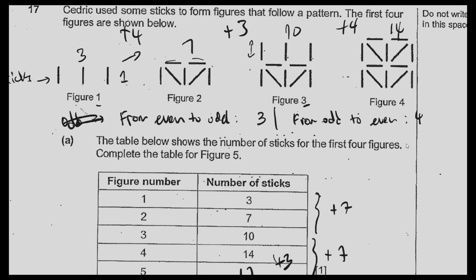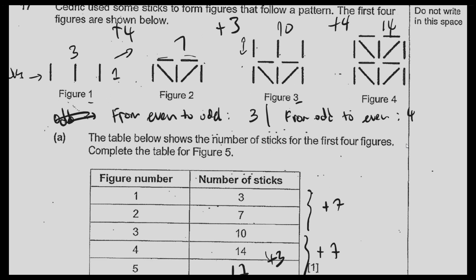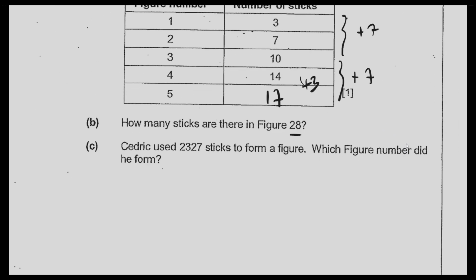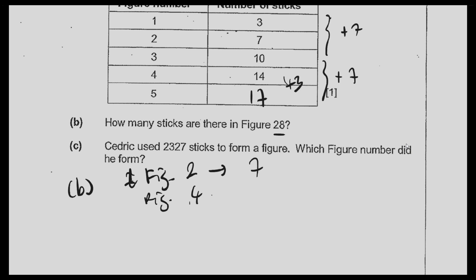We can essentially find the pattern by looking at the even figures, right? Because 28 is an even number, like figure 2 is an even number, figure 4 is an even number, right? So figure 2 has 7 sticks. Figure 4 has 14 sticks. Figure 6, plus 4, right? So that's 21. Has 21 sticks. So we see that each increment of 2 figures increases by 7, right? Because this is plus 7, plus 7.